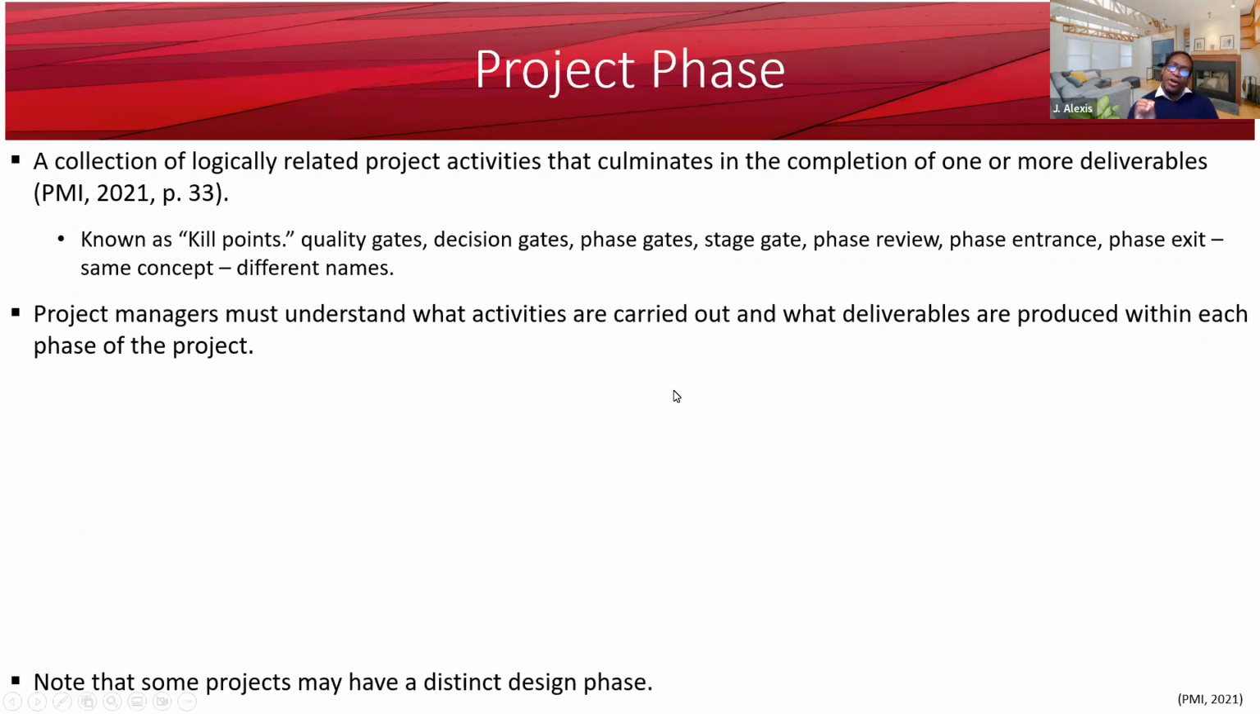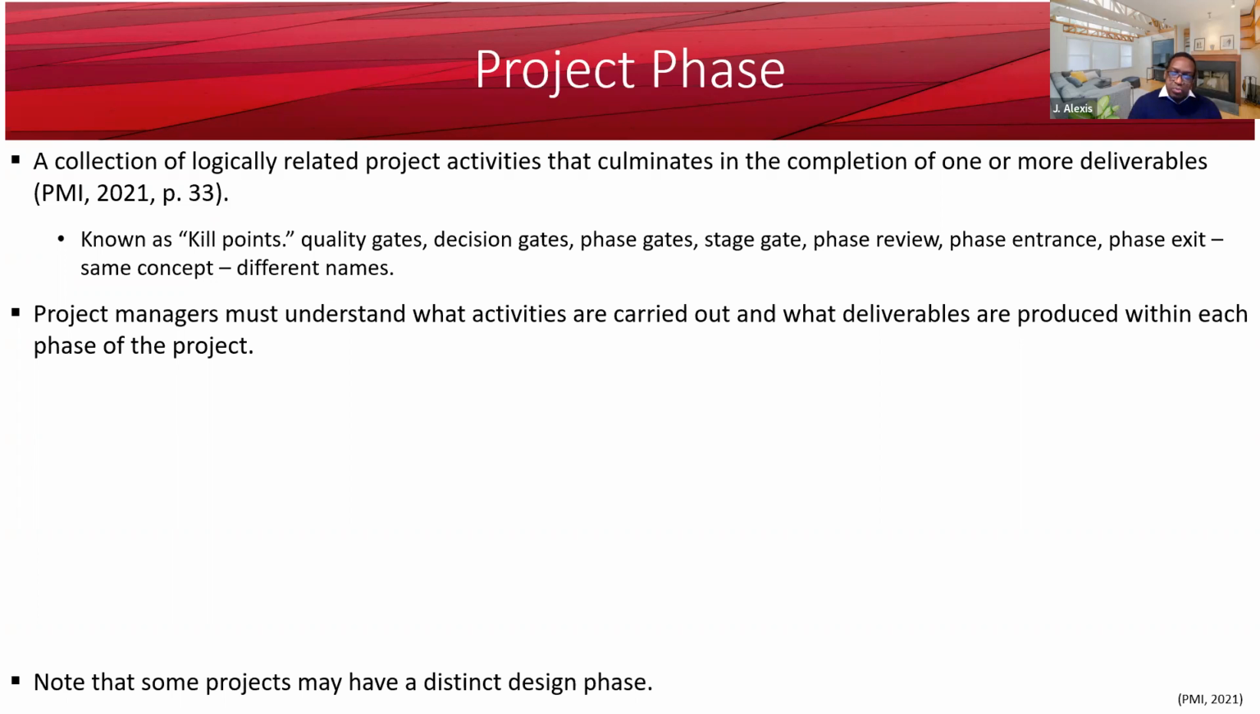Now, what is a project phase? That's a key question. So a project phase is a collection of logically related project activities that culminates in the completion of one or more deliverables. Other names you may have heard for a project phase: they call a project phase a kill point, a quality gate, a decision gate, a phase gate, a review gate, etc. Those are the same concept, but with different names throughout the project management literature.